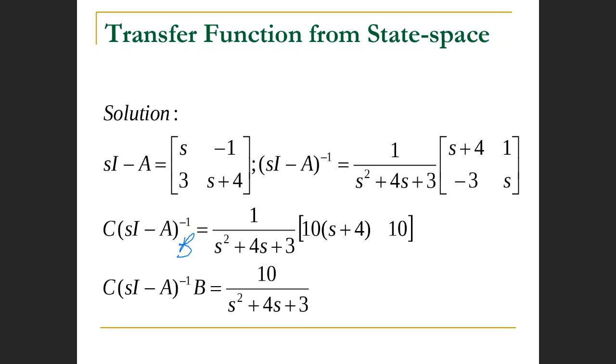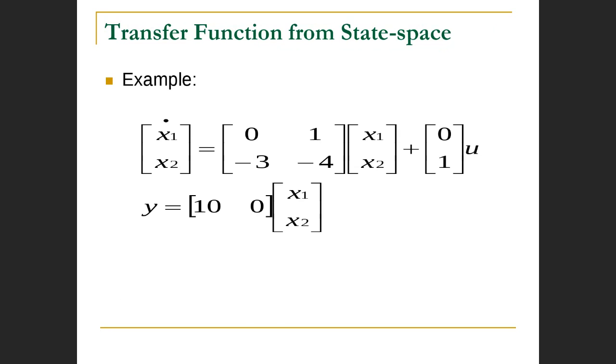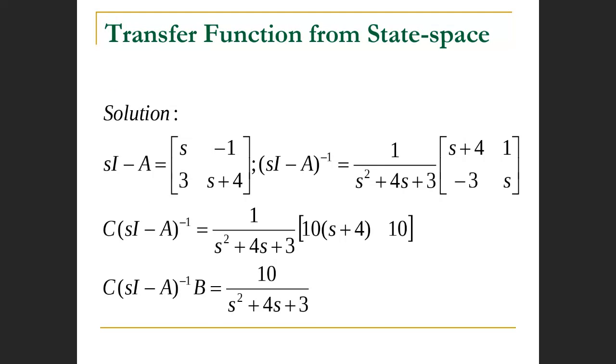I need to edit this slide. Are we seeing that? We actually did the multiplication by B here. So you would put this to one side and you focus on the matrix. This part here is multiplied by 10 and 0. Let me just go back and check again. 10 and 0. So this part here multiplied by 10, 0. Let's do this correctly now: C times SI minus A inverse times that.